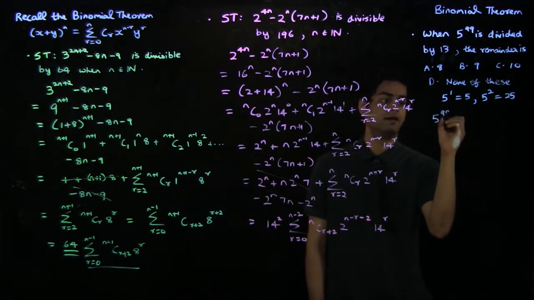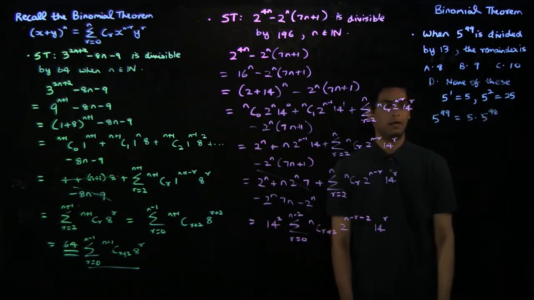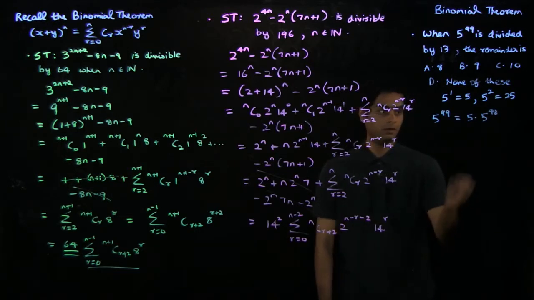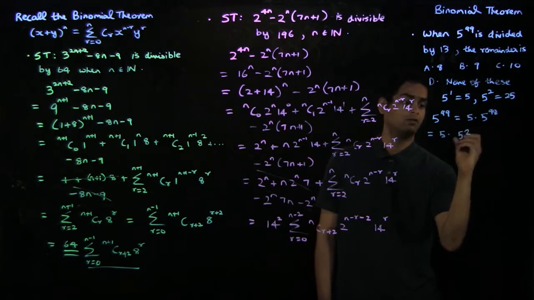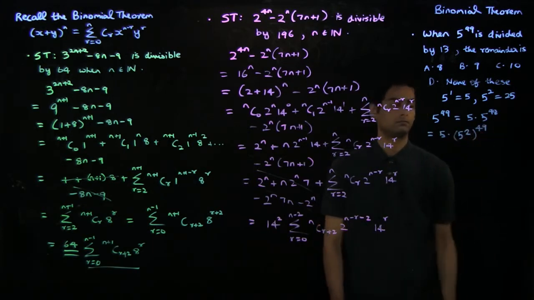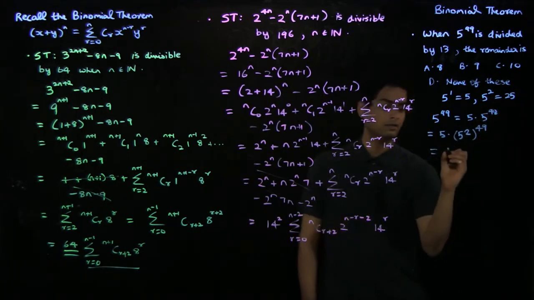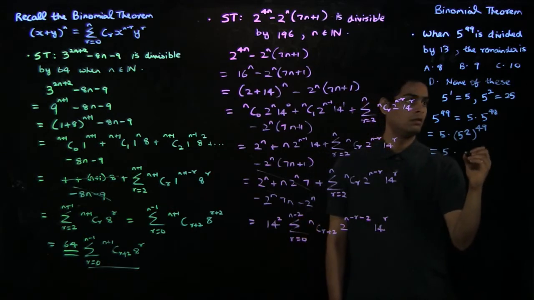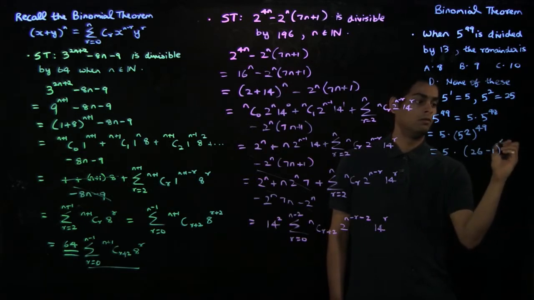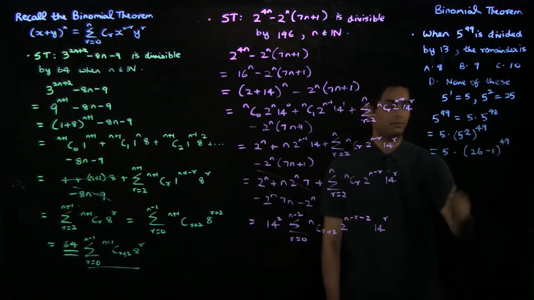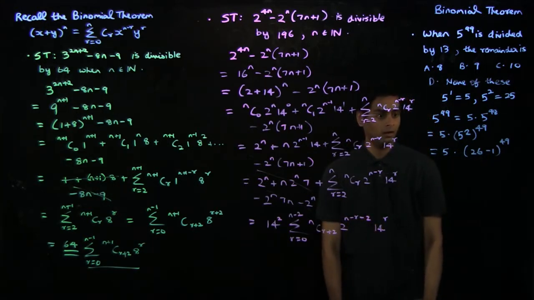Let's write 5 power 99 as 5 times 5 power 98. Okay, I've just factorized 5 power 99 into a more suitable form. And now I can write this as 5 times (5 square) power 49. Since I know that 5 square is close to a multiple of 13, this is nothing but 5 times (26 minus 1) power 49. 26 is a multiple of 13, so the divisibility results are going to be fairly easy to derive.